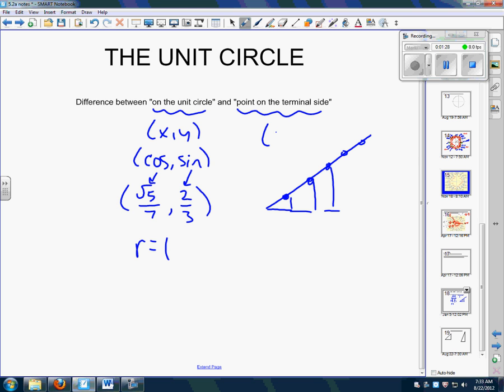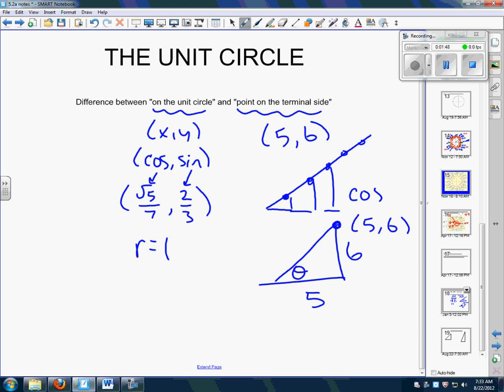So let's say it says 5 comma 6 is a point on the terminal side of an angle. You're really just going to draw a picture of where 5 comma 6 is, like this. Here's your theta. So that means we went over 5 and up 6. This is not the cosine of 5, and this is not the sine of 6. The sine of this would be 6 over, and then you'd have to do the Pythagorean theorem to find the square root of this. So 36 plus 25. Okay, so that's the difference between them.